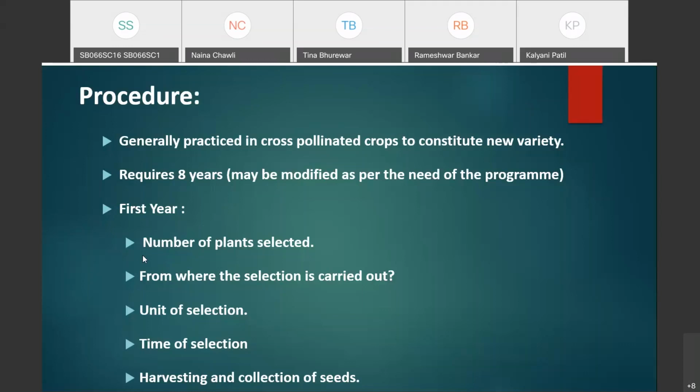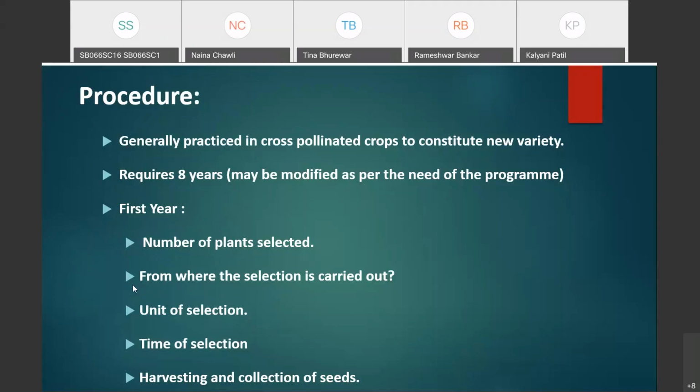Selection of too few plants should be avoided. The number of plants selected depends upon the facilities available. That is how the number of plants is selected. As far as possible, a large number of plants should be selected. Selection of too few plants should be avoided. And the number of plants selected depends upon the funds and facilities available.